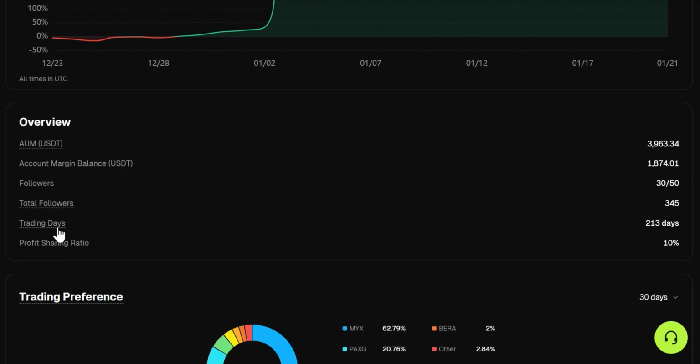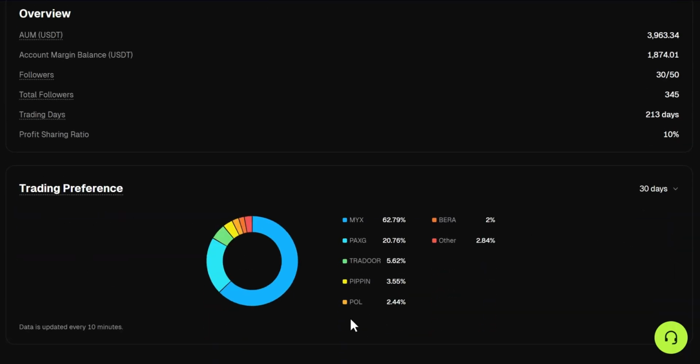Trading days, this shows how long the trader has been active on the platform. I prefer traders who have been active for at least 1 to 2 months. Profit sharing ratio, this is very important. This is the percentage of total copy trading profit that the lead trader will receive. Profit sharing ratio is usually between 10 to 20%. This is what the trader earns from your profits. For example, if your trader makes $100 and the profit share is 10%, they keep $10 and you keep $90.